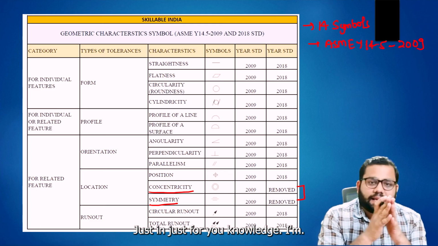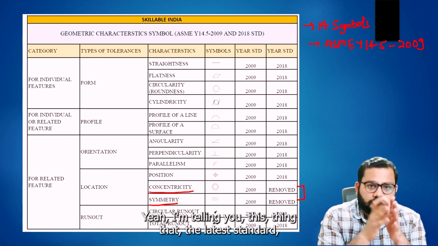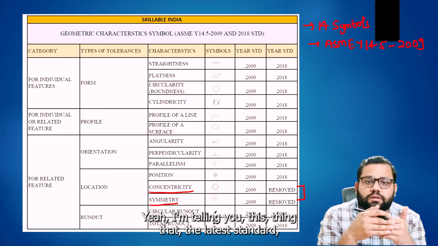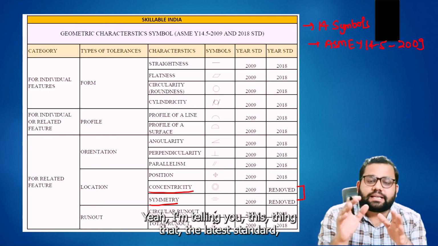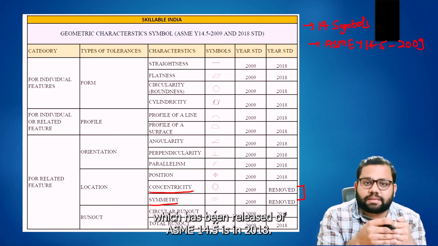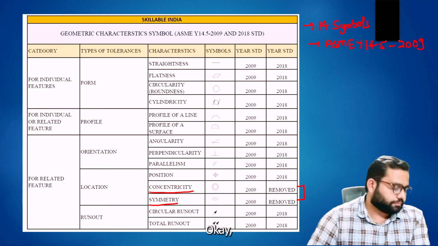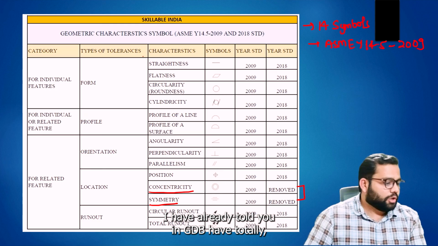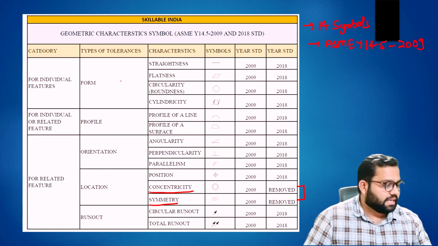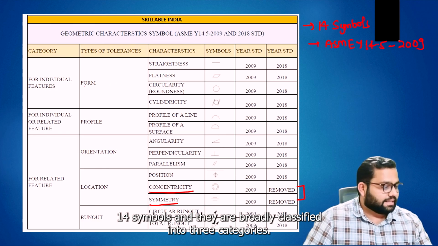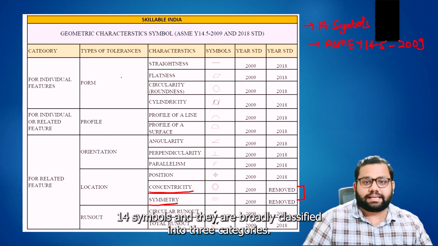Just for your knowledge, the latest standard released of ASME Y14.5 is in 2018. I have already told you that in GD&T we have a total of 14 symbols, and they are broadly classified into three categories.